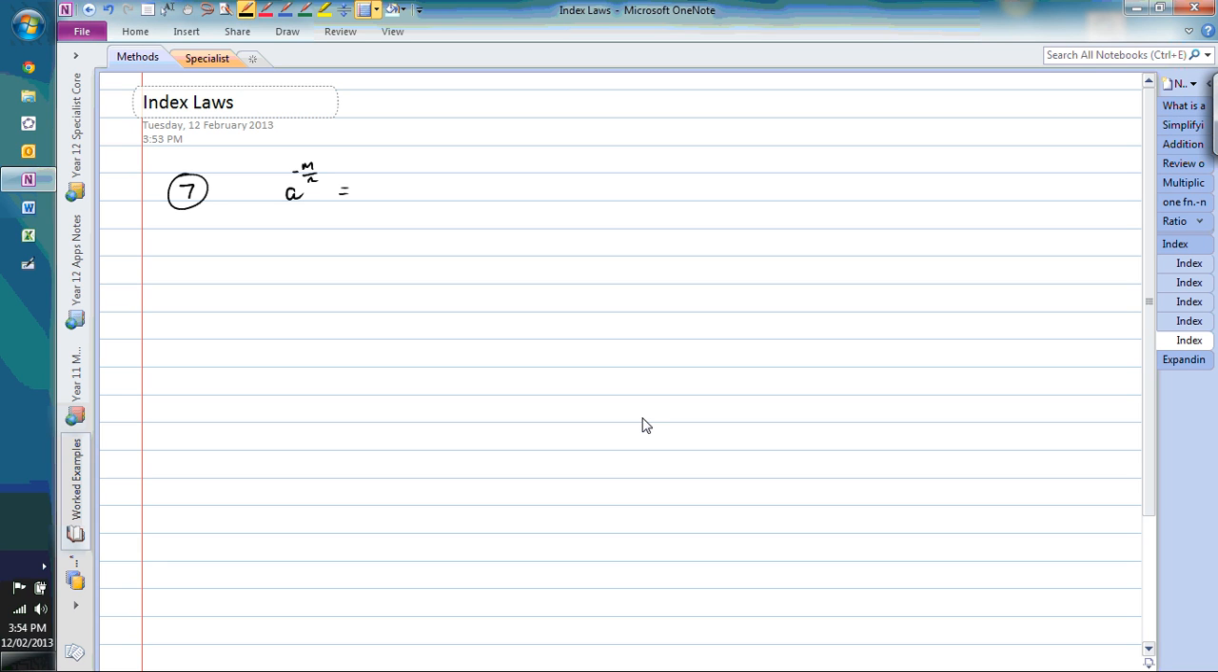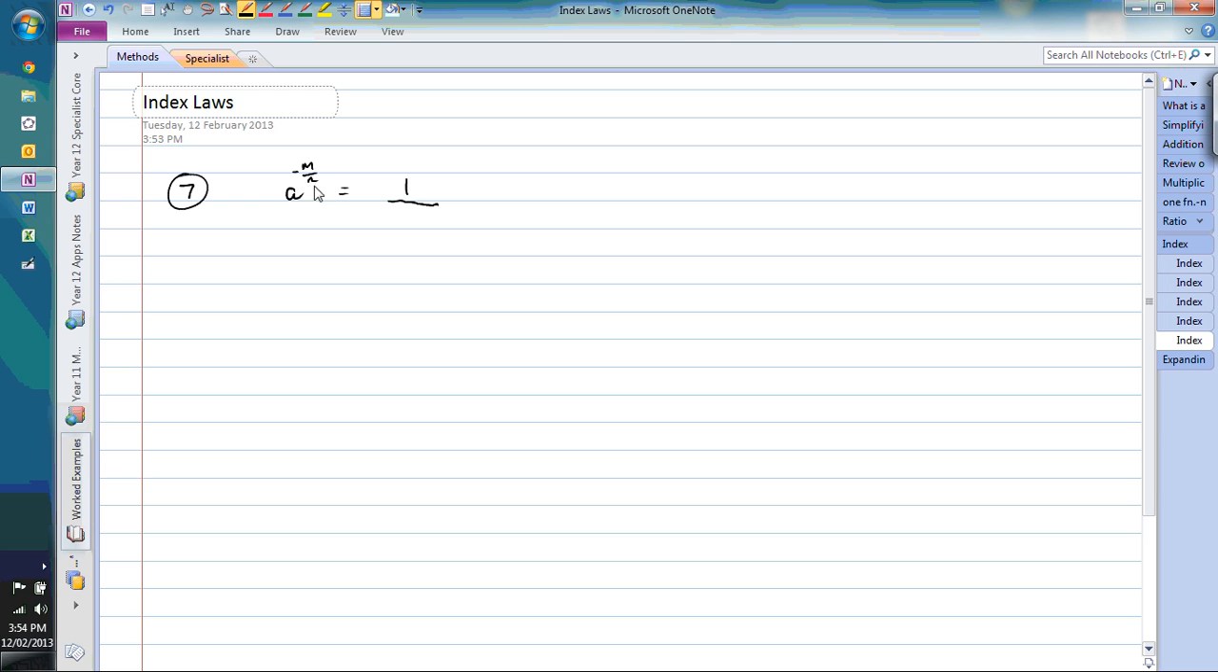The seventh and final index law that we're going to look at deals with, I guess, a combination between index law number 5 and index law number 6. And this law states that if I have a raised to a power that is a fraction and is negative, then this is how it's going to behave. The negative is going to put it on the bottom of the fraction.